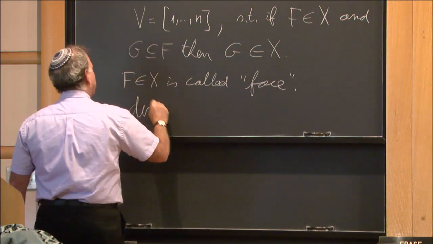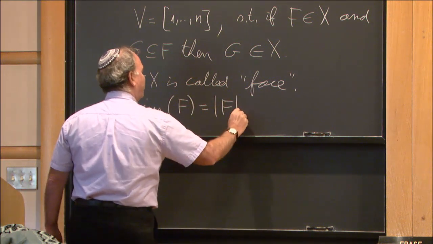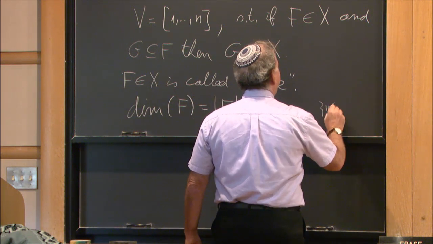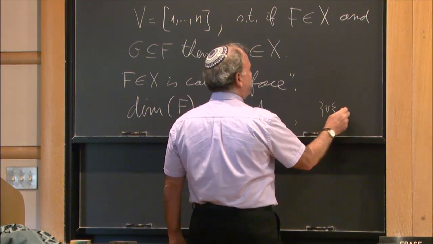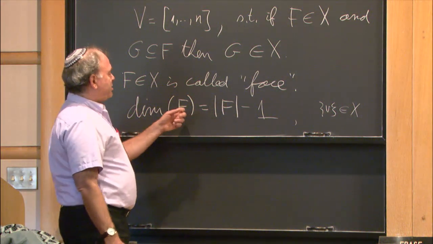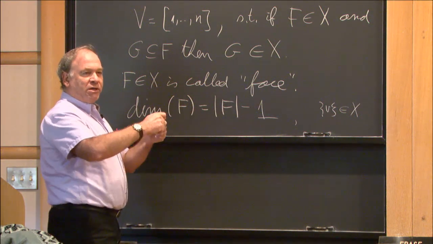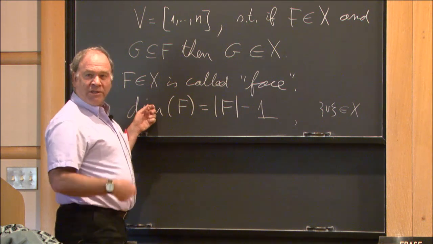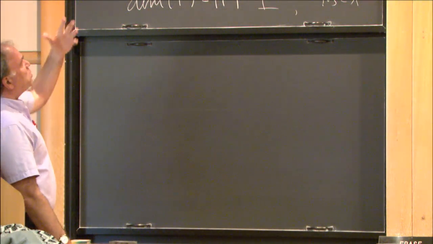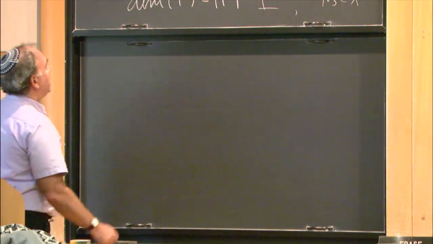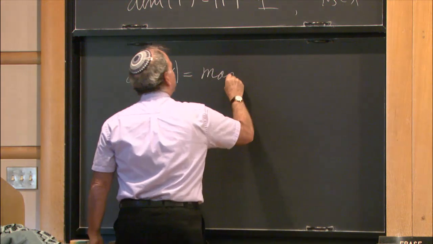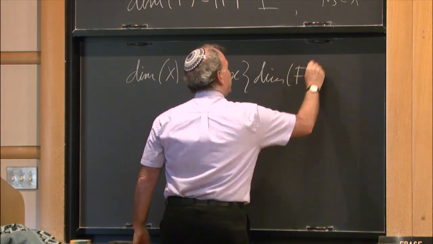The dimension of the face F is the size of F minus 1. We will assume that every set of size 1 is indeed in X. Otherwise, we don't care about points which don't appear. So if you have one point, then the dimension is 0. If you have two points, the dimension is 1, so this is an edge. And triangles are simply sets of size 3, which are part of the collection. The collection is not necessarily everything. The dimension of X is the maximum of the dimension of F, where F is a face in X.